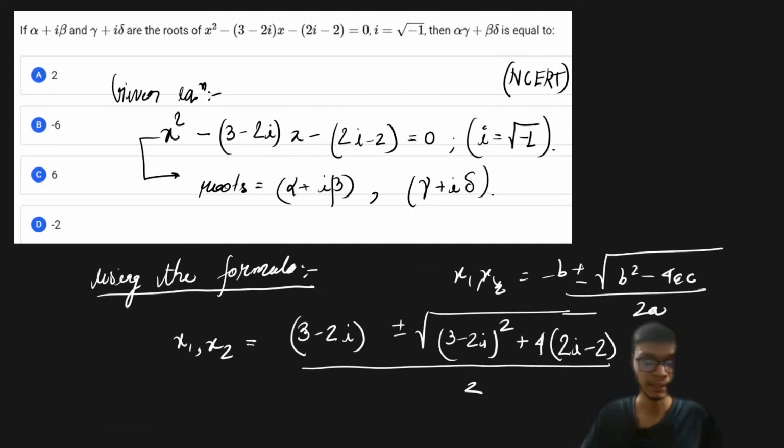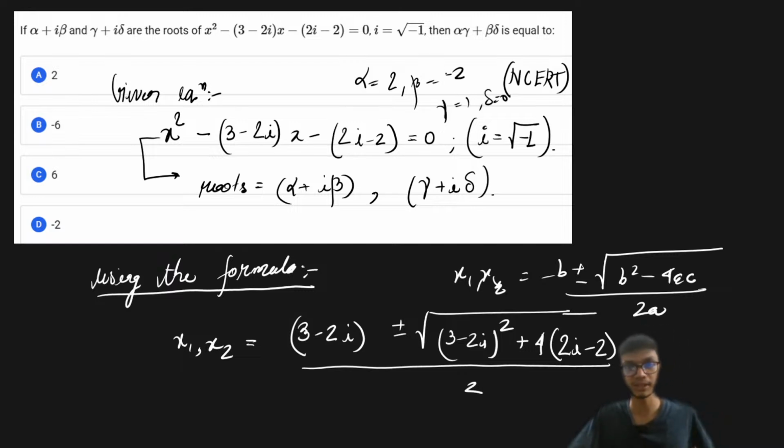So from here you can see that if you need to find out the value of alpha into gamma plus beta into delta, alpha over here is 2, beta is minus 2, gamma is 1 and delta is 0. So if I just calculate it out, it is going to be equal to 2. That is option number A for this given question. So this given question has the answer as option A.